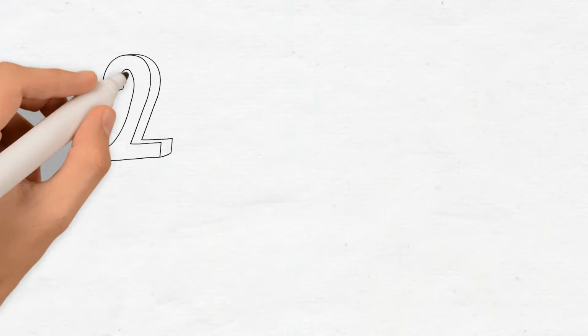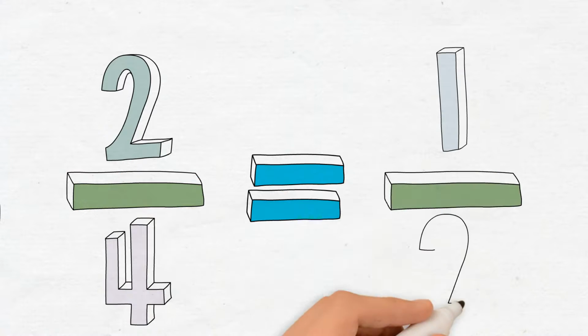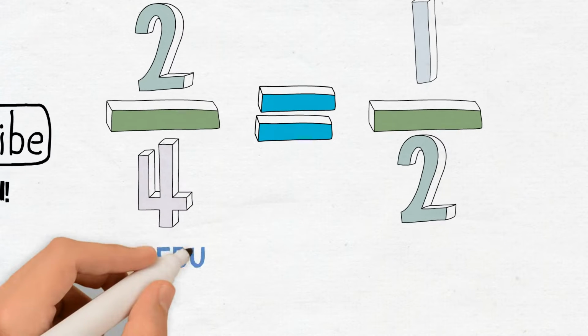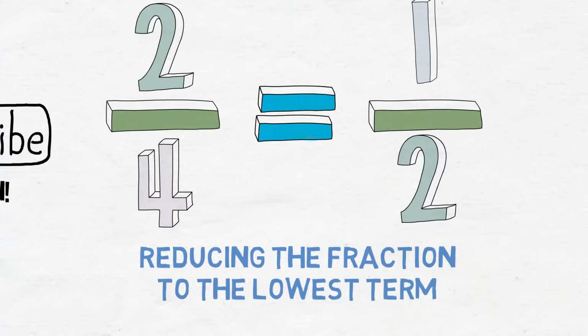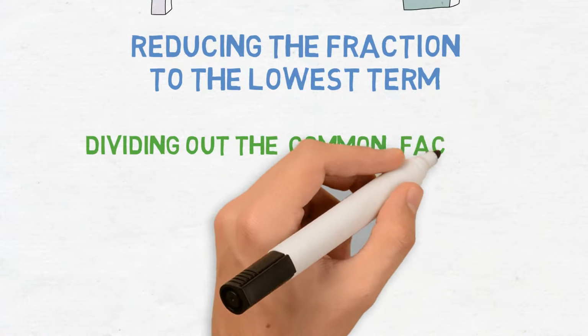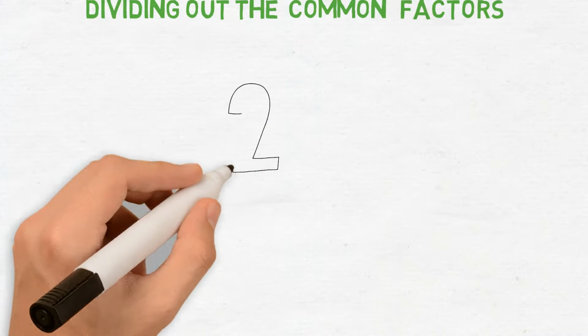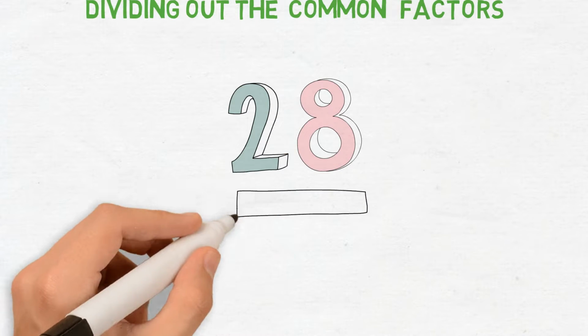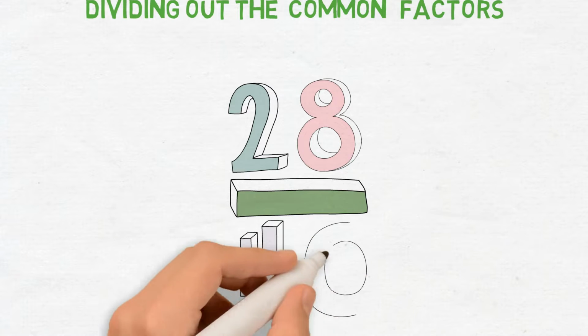If we are given a fraction, we could find an equivalent lowest term fraction. This is called reducing the fraction to the lowest terms. We can reduce a fraction to the lowest term by dividing out the common factors. For example, suppose that we want to reduce 28 over 40 to its lowest term.